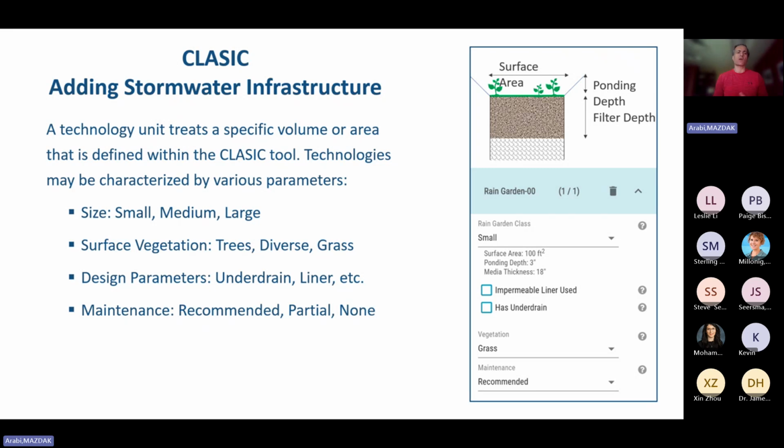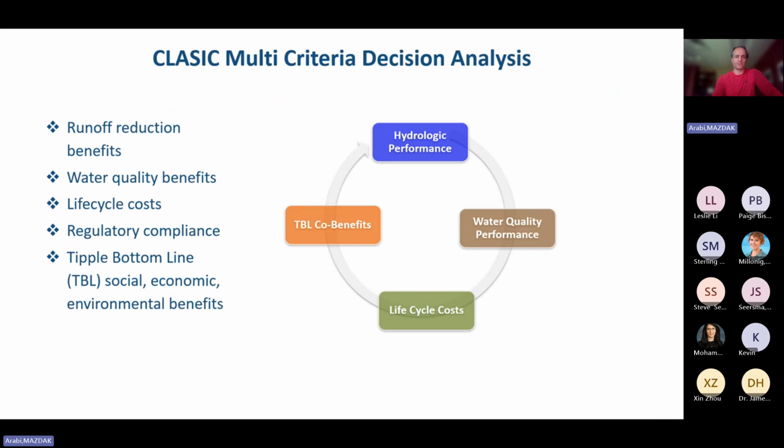So for example, a rain garden may be added as a small unit, a medium size, or a large size rain garden. Surface vegetation can be added, trees can be added, diverse surface vegetation or grass. Design parameters are available. So for example, one can add an underdrain, liners and things like that, all of which influence not only hydrologic and water quality performance, but also life cycle costs and triple bottom line factors that are considered. And obviously maintenance can be included: recommended levels of maintenance, partial maintenance, or no maintenance at all.